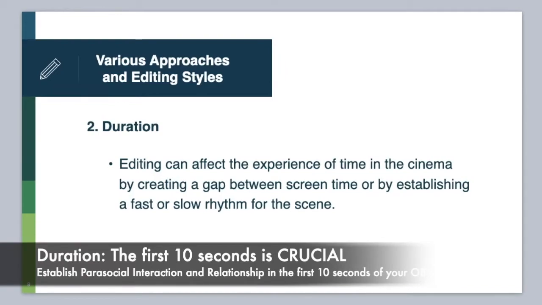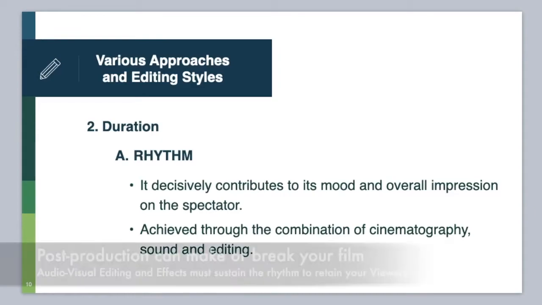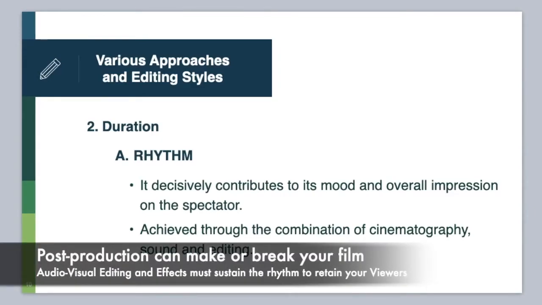Duration. Always remember that when it comes to duration, you need to allow your viewers to be on board. You need to already establish parasocial interaction, parasocial relationship, in the first 10 seconds of your frame or in your opening billboard or OBB. Rhythm is very important. It decisively contributes to its mood and overall impression of the spectator, of your viewer, most especially. Achieved through the combination of cinematography, sound, and editing.